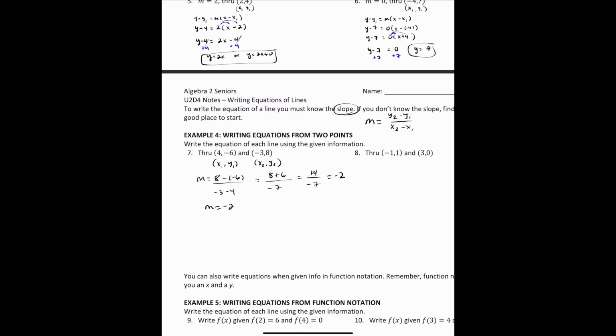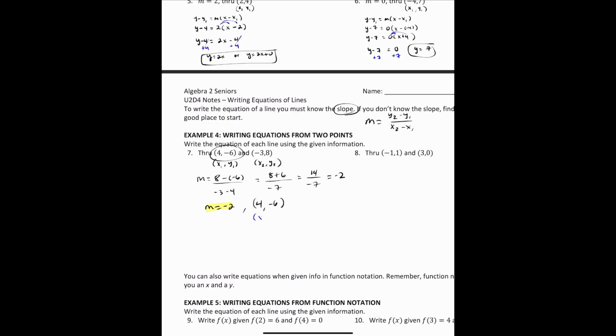Now, this is a good opportunity for me to highlight the slope, because that's what we're going to need when we're writing our equation, right? We need a slope and a point. So we have 4 comma negative 6 and negative 3 comma 8. Just because we have 2 points here, it doesn't really matter. Just pick one and then plug all those things into point-slope form. You're still going to get the same answer at the end, okay? So I'm going to pick this first point here, 4 comma negative 6.